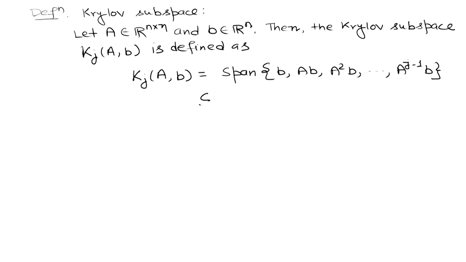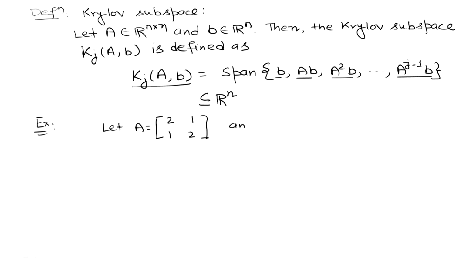And you can observe that this Krylov subspace is a subspace of R^n, because all these vectors have n components. So all these vectors come from the vector space R^n. Let us take an example of it. Let A equal to [2 1; 1 2] and B equal to [1, -1].